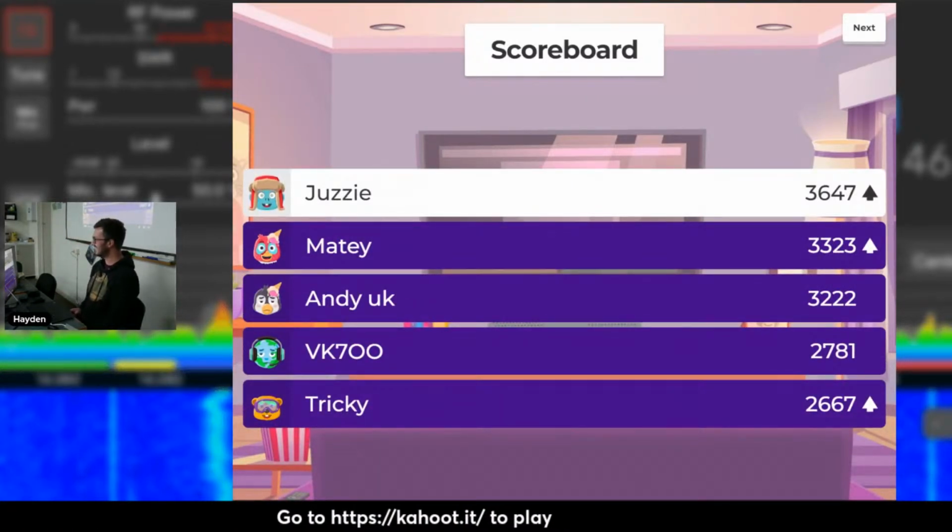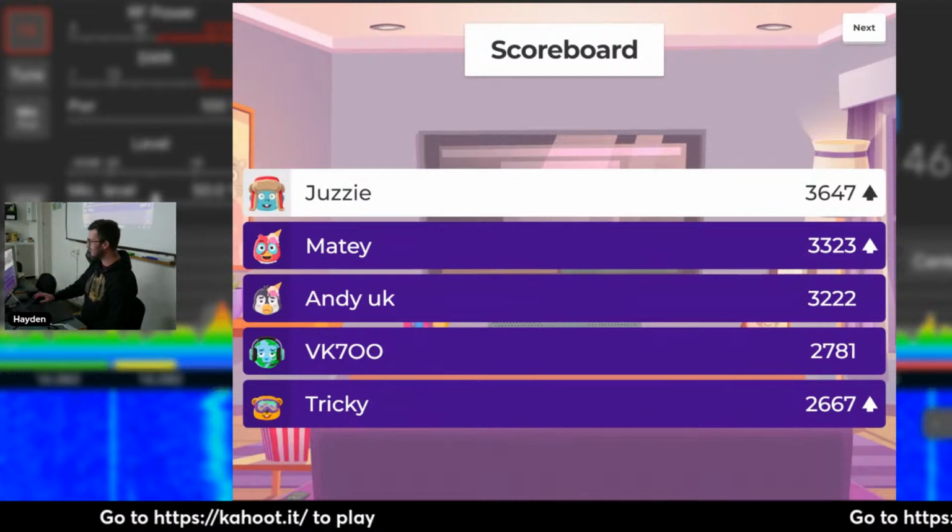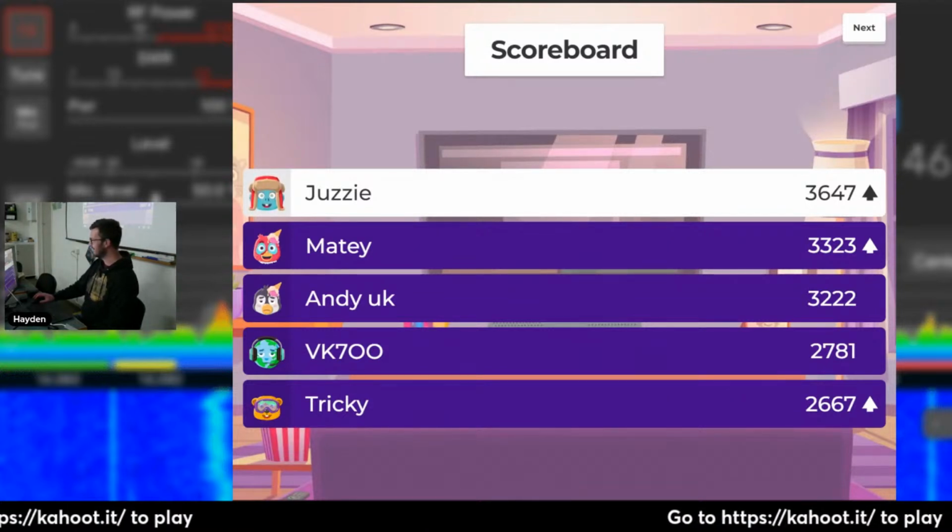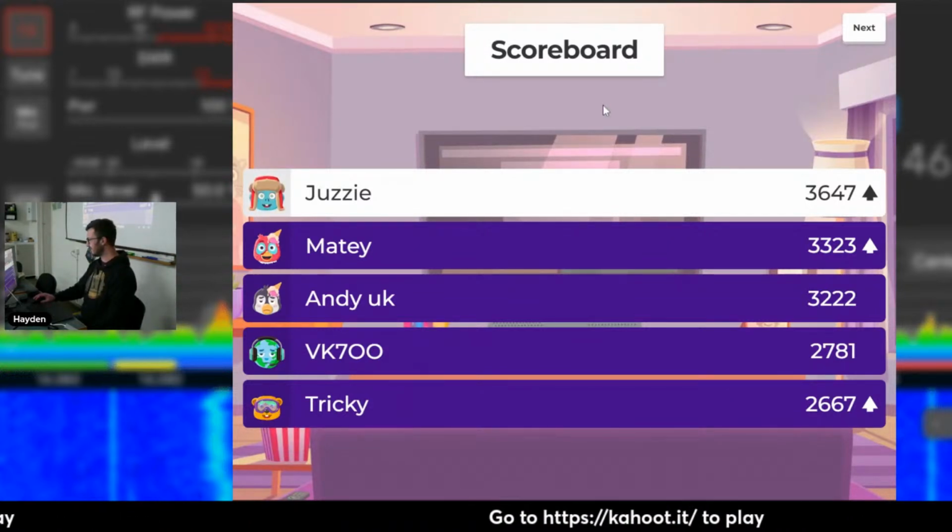Justin has overtaken Andy. Matey has moved up to second place. Andy in third. And we've got Steve in fourth. Tricky moving up into fifth.